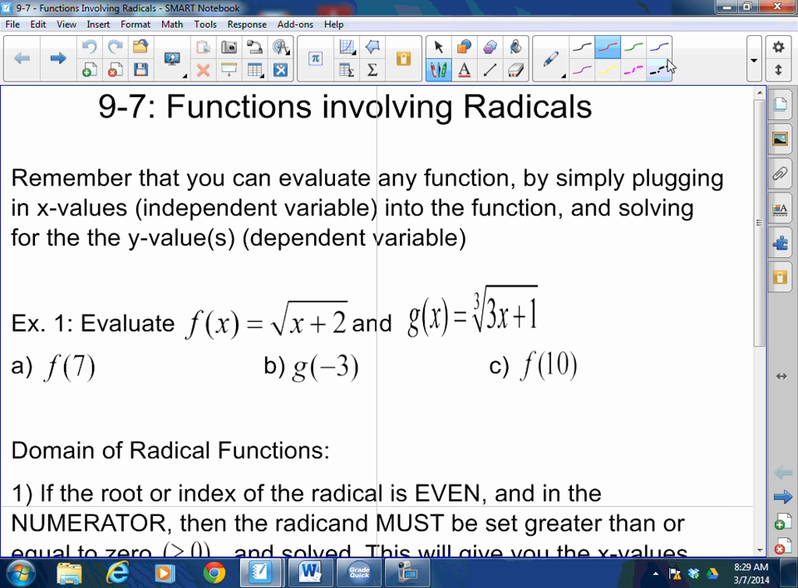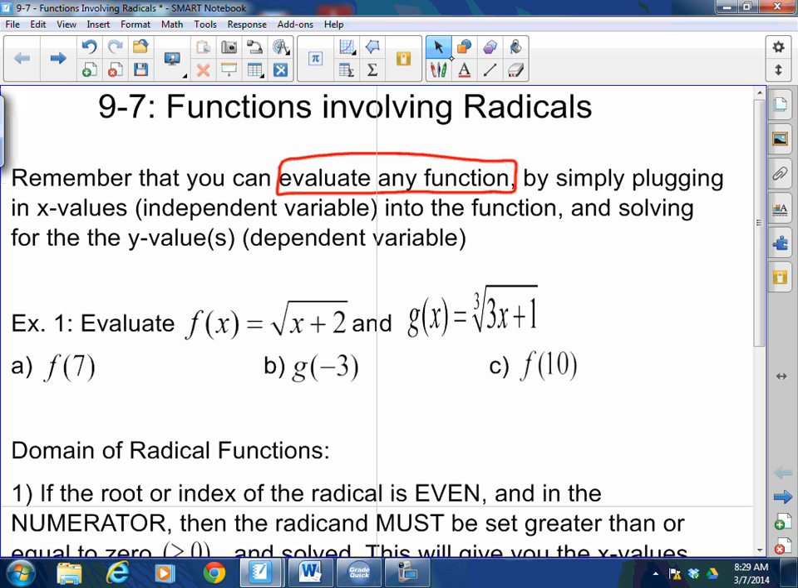Remember that you can evaluate any function. Remember that evaluate just means you plug in a given value for a variable. So you can evaluate any function by simply plugging in x values. Please remember x values are the independent variable. Sometimes the independent variable is g, for example, or w or k or h, okay? But for the most part, our x values are independent variables. We choose values for that, plug it into the function, and solve for the y value or values. Or in other words, the dependent variable.